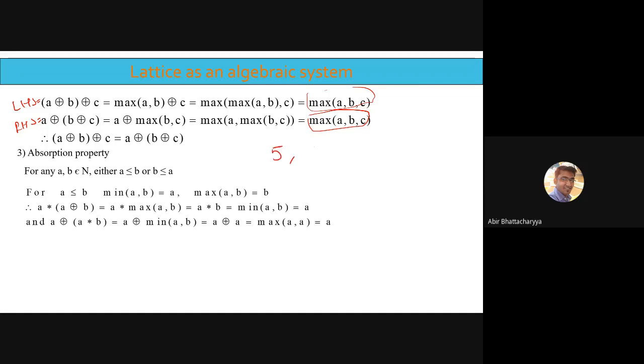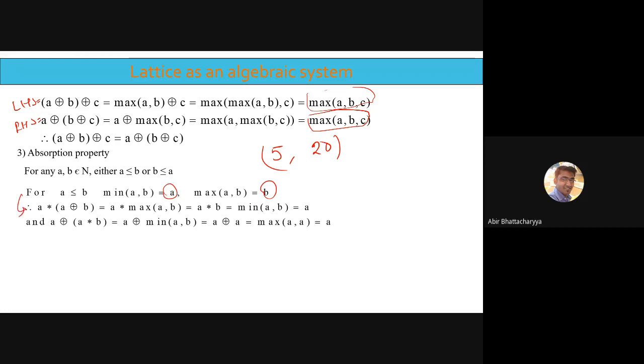Let's consider two numbers, 5 and 20. So 5 is less than or equal to 20. Which one is the minimum? Obviously 5. So 5 is your A and 20 is your B. So the minimum of A, B equals A and the maximum of A, B equals B. Directly I can write this.